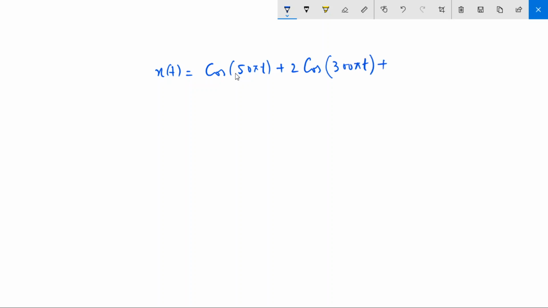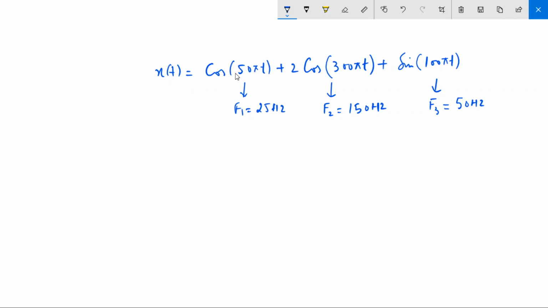plus sine of 100 pi t. So this has unity amplitude, this I have taken 2 as amplitude, this has unity amplitude, and the phase in all the cases is 0. So what is the frequency here, f1? It is 25 hertz, since it is 2 pi f. The frequency of this is 150 hertz, and the frequency of this, f3, is 50 hertz.